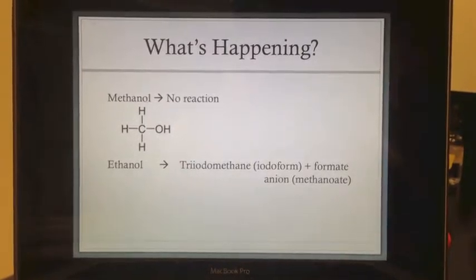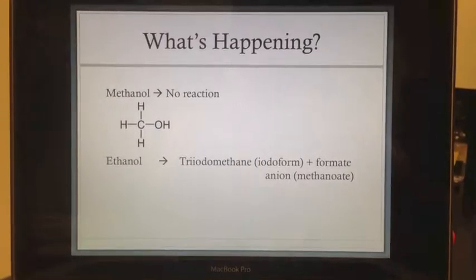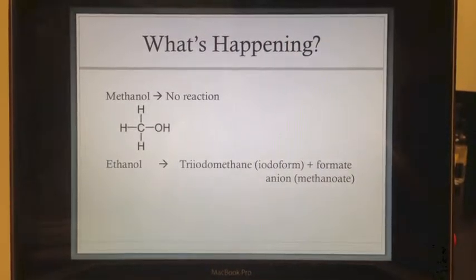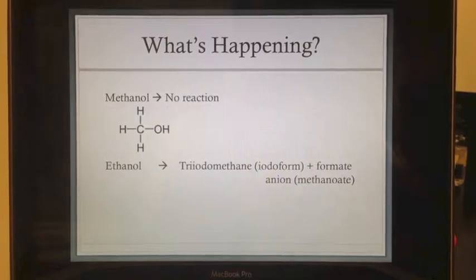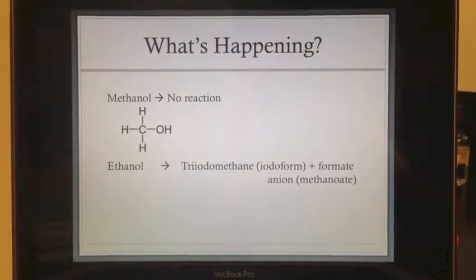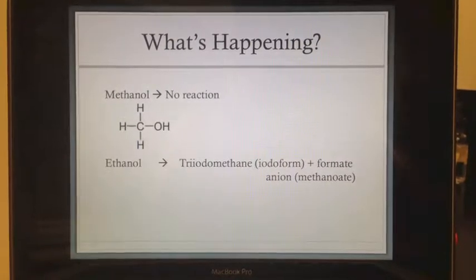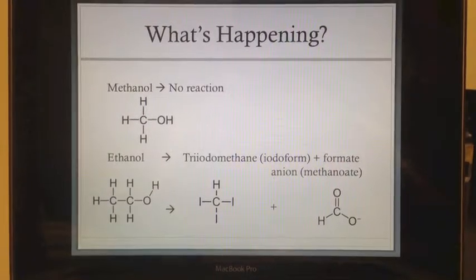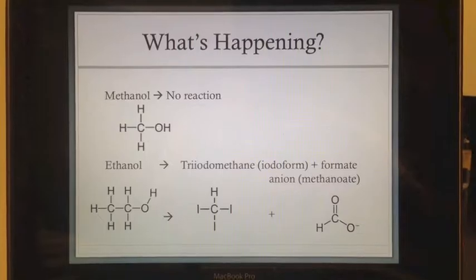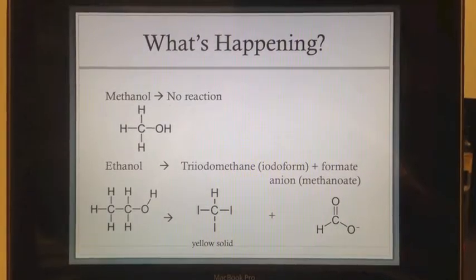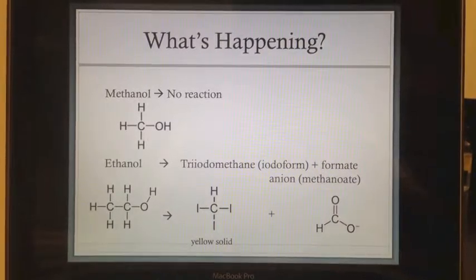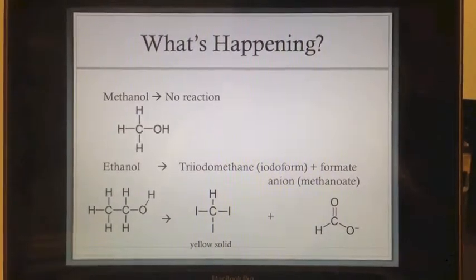So when you guys talked about naming in class, that just means that it's a methane group, so one carbon with three iodine atoms surrounding it, and then it also formed the formate anion. So there's our structure of ethanol, then that's the structure of triiodomethane and the formate anion, and the triiodomethane is actually a yellow solid. So that is what we saw as our precipitate that formed.